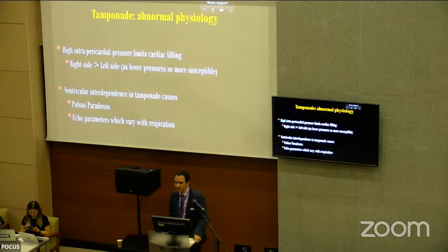And this ventricular interdependence that you see in tamponade causes what you see clinically as pulsus paradoxus and what you see on echo as the exaggeration of the respiratory variability across the mitral and tricuspid valve.